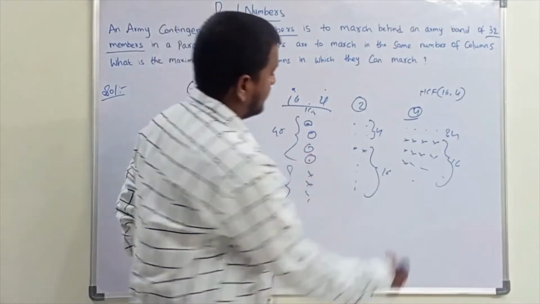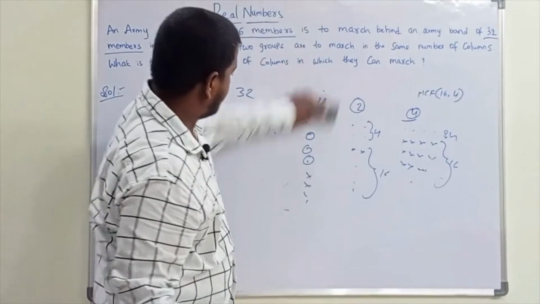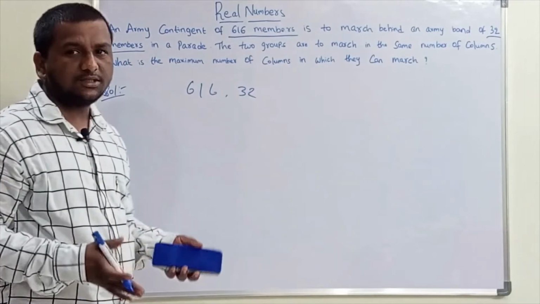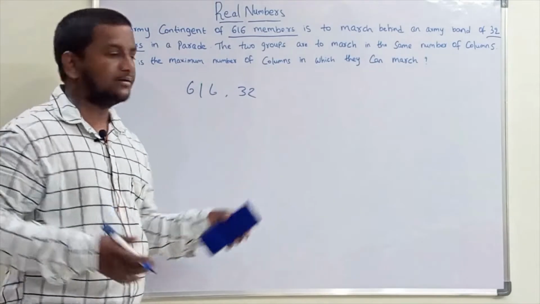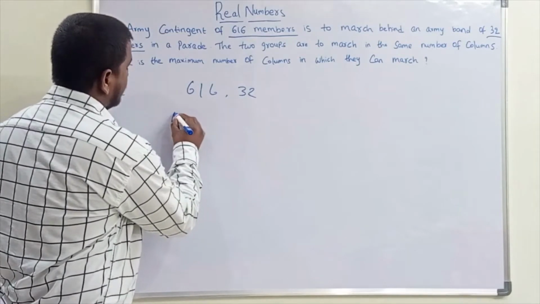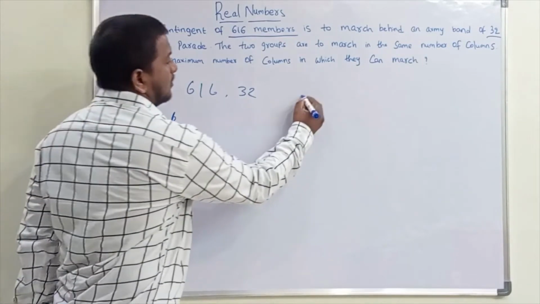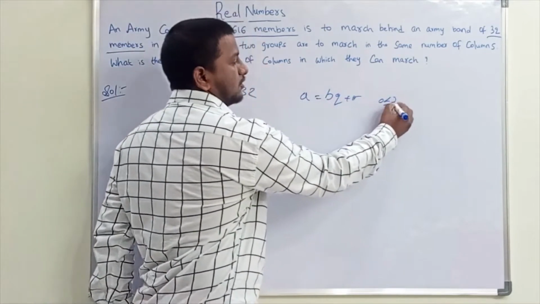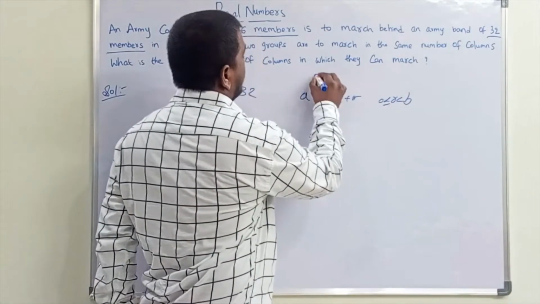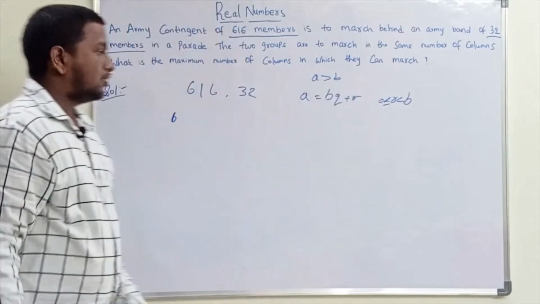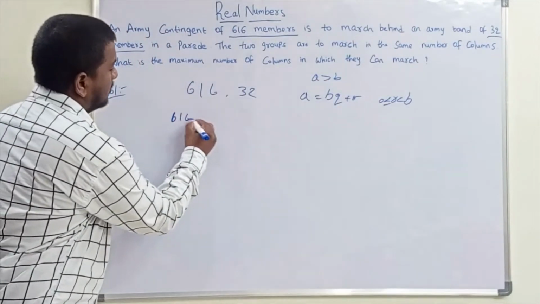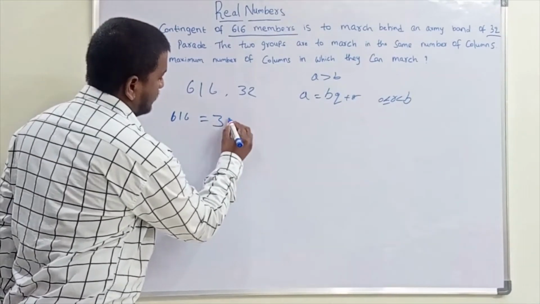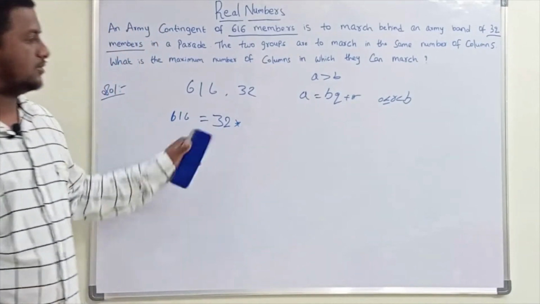So let's find the HCF of 616 and 32, which gives us the maximum number of columns in which they can parade. Here for 32 and 616, we know Euclid's division algorithm: A equals BQ plus R, where 0 is less than or equal to R, which is less than B. Here A is greater than B. So the value of A is 616 equals, and the value of B is 32. So how many times will it go?